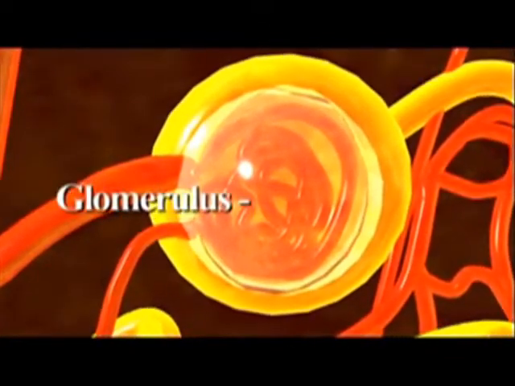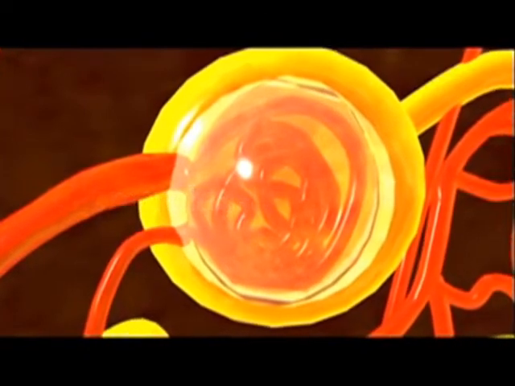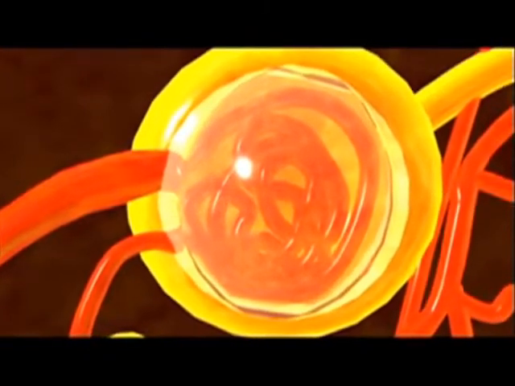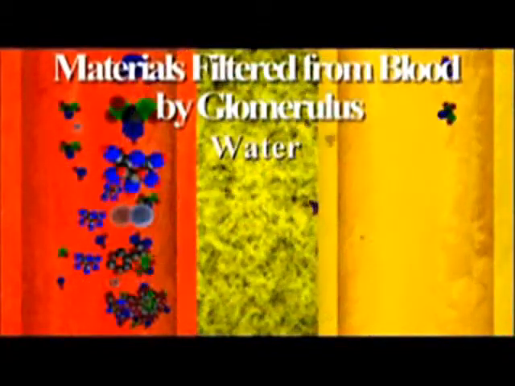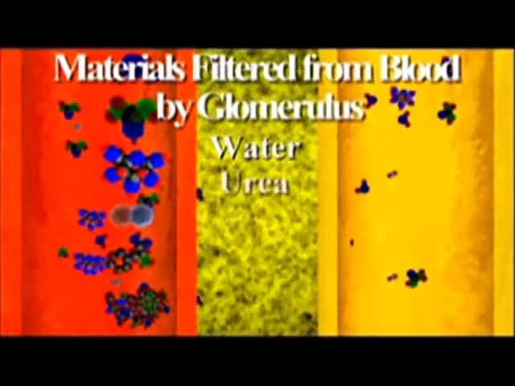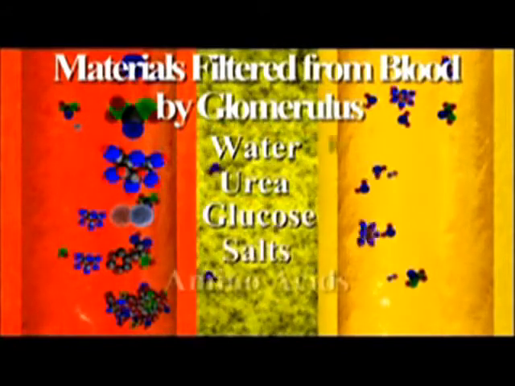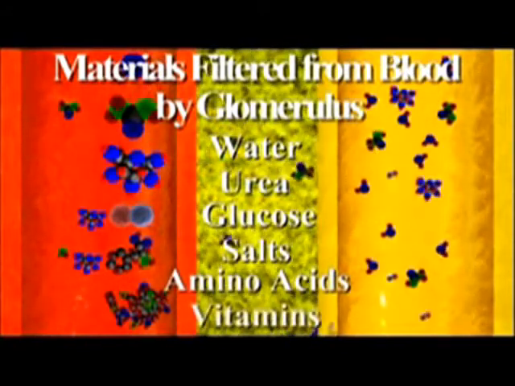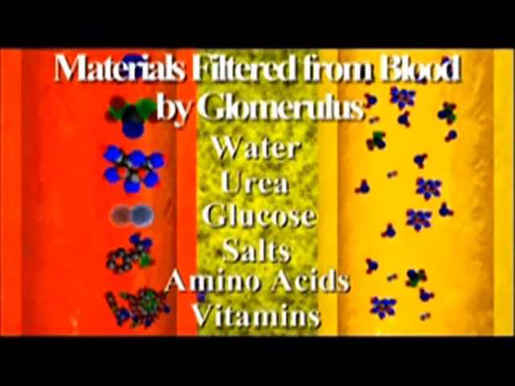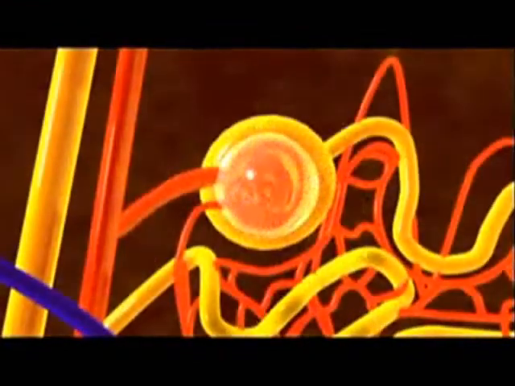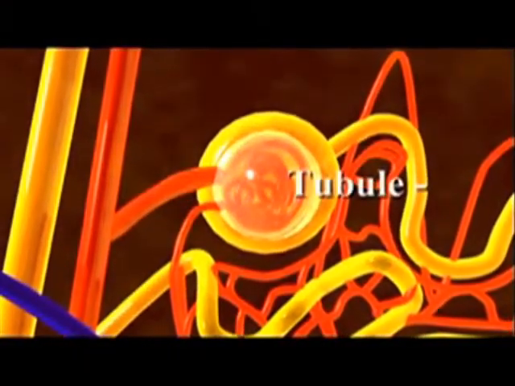The arteriole leaving the glomerulus is smaller in diameter than the one coming in, creating pressure within the structure that forces water and many dissolved substances such as urea, glucose, salts, amino acids, and certain vitamins through its extremely permeable capillary walls in a process called filtration. The resulting fluid, called filtrate, is collected in the Bowman's capsule for transport through the tubule.